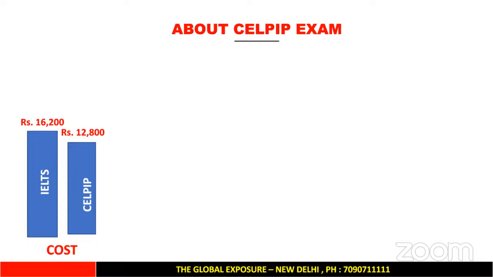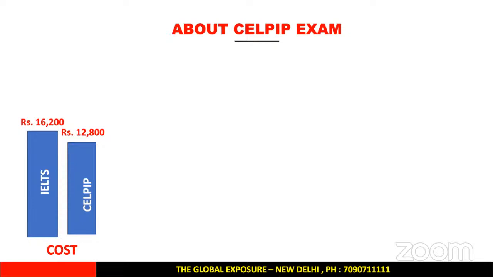Okay, one more thing. We are able to calculate our CRS score using the IELTS score. So can we do the same with CELPIP also? There is no difference at all. IELTS and CELPIP are two different exams just to complete the obligation of your English proficiency score. That's all.